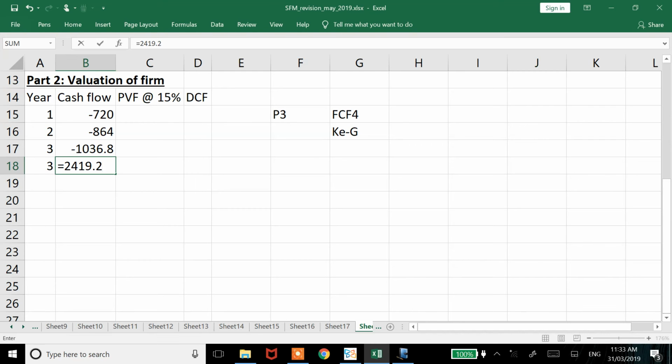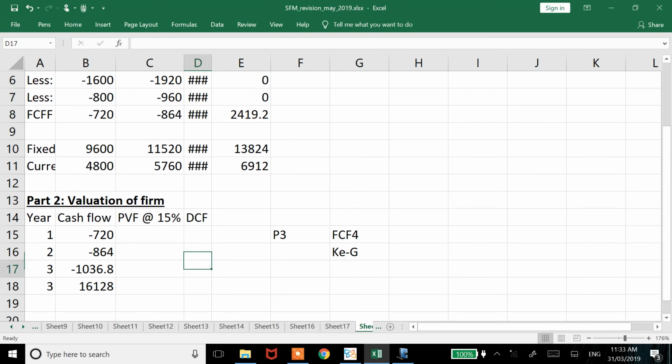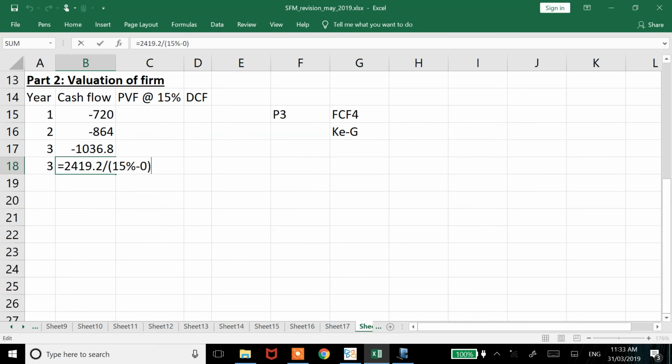2419.2. That is the fourth year cash flow divided by 15% minus 0. Your perpetuity has to be valued a year in advance. So if 2419.2 is what I'm using to value, the answer would be written in the third year. The rule is P3 is equal to D4 by KE minus G.